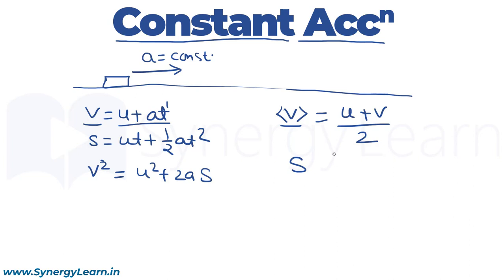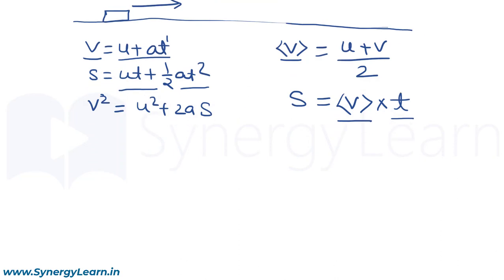Now say if I wish to find displacement of the particle, then displacement will be equal to average velocity multiplied by journey time t. So here we are saving ourselves from solving the quadratic equation in ut plus half at square. Simply find the average velocity and multiply it with time. In many questions, it is of great help using average velocity to find displacement of the particle. Let us see a few examples.